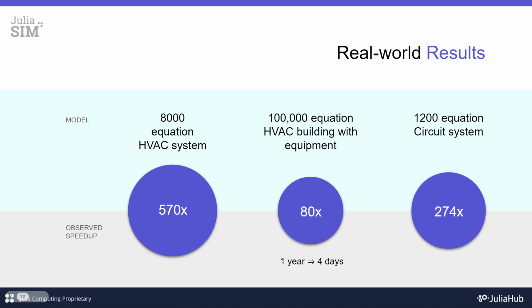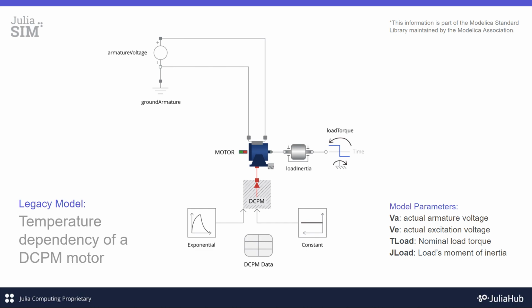And it's not limited to HVAC. Here's an example of a 1200 equation nonlinear circuit system that received a 274 times speedup. All these surrogate models achieve remarkably high accuracy, and all of this is made possible by blending traditional physical modeling with modern scientific machine learning. We're going to walk through how JuliaSim can be integrated into your workflow with a real example.